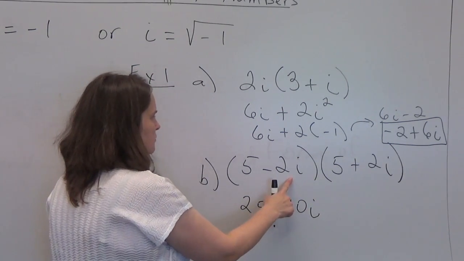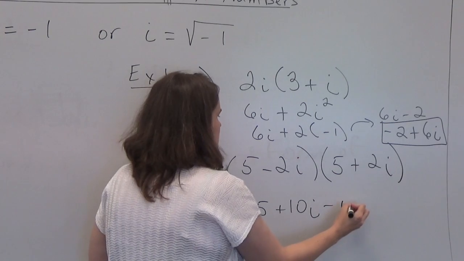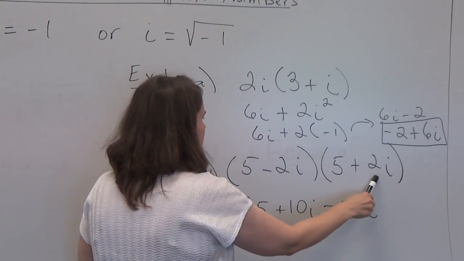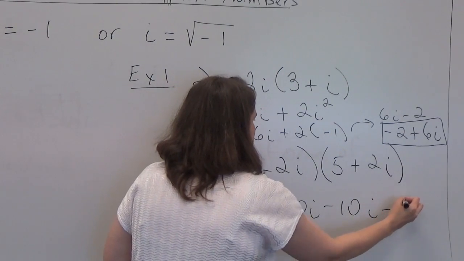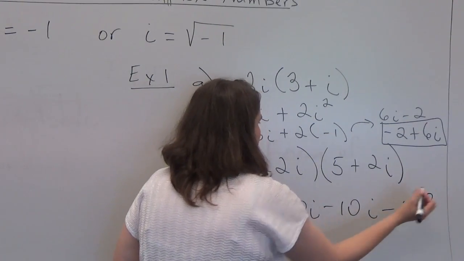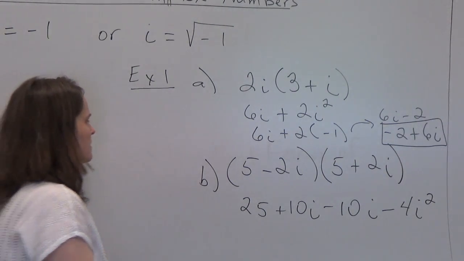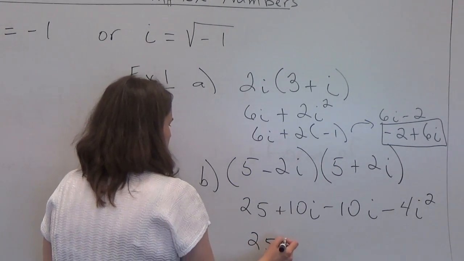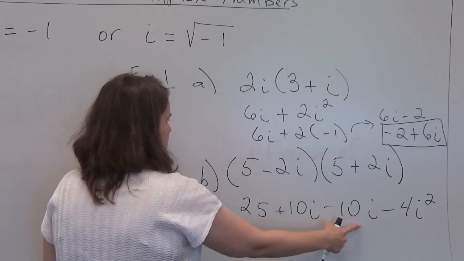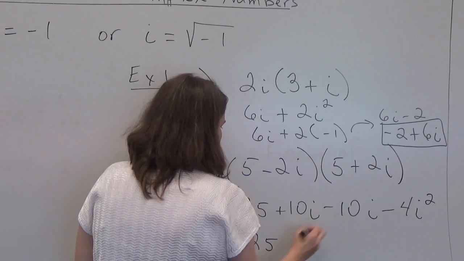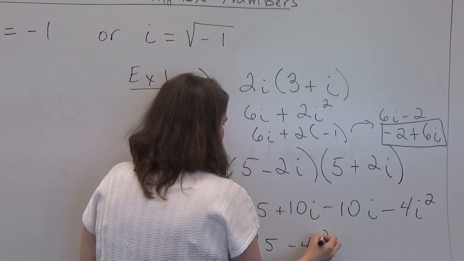Multiplying inside, negative 2i times 5 is going to be minus 10i. And then I multiply my last: negative 2i times positive 2i is going to be minus 4i squared. All right? And then combining like terms, 25, and then the 10i's cancel each other out, just giving us 0. And over here we've got minus 4i squared.